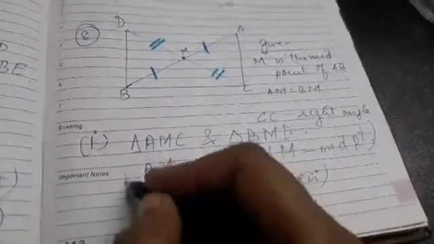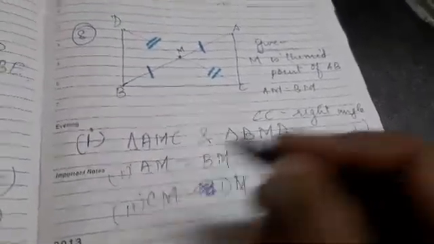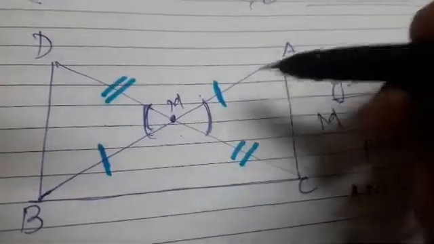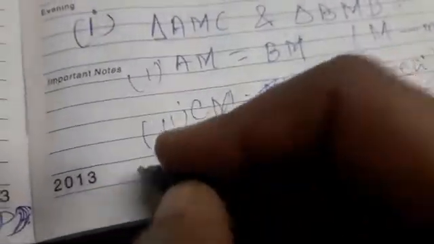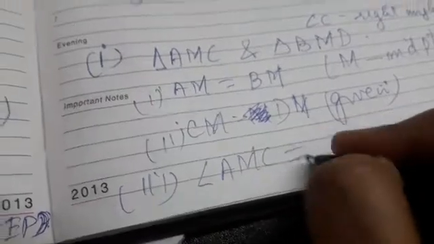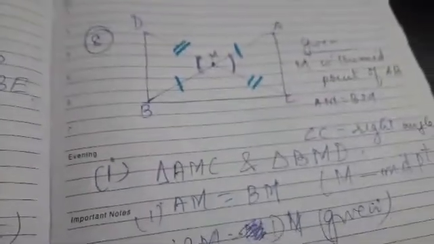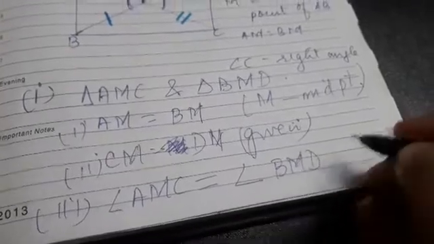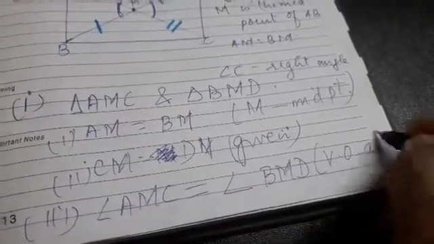Then the third condition, if I want here, check these two triangles. This angle will be equal to this angle. You know why? They are vertically opposite angles and they are always equal. So therefore I can write, third point, angle AMC is equal to angle which one? DMB or BMD. Which angles? Vertically opposite angles are equal.